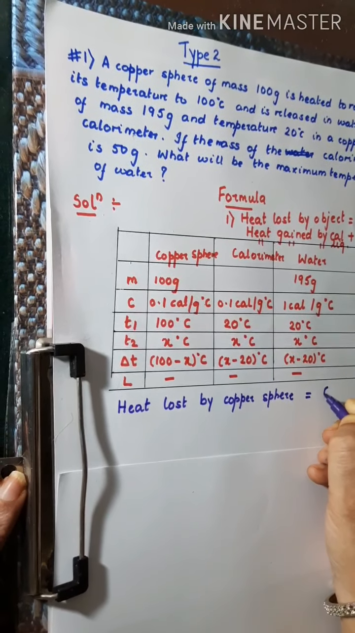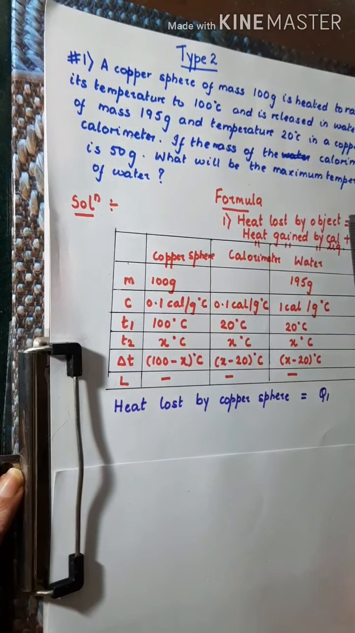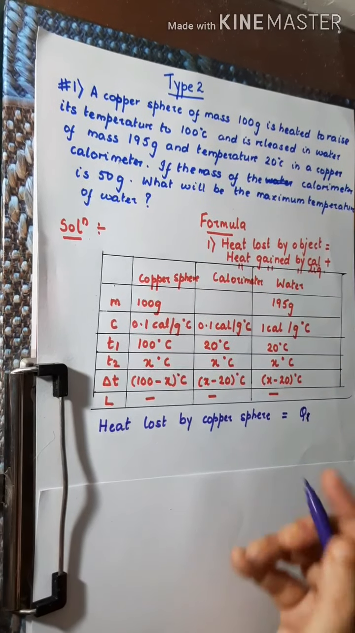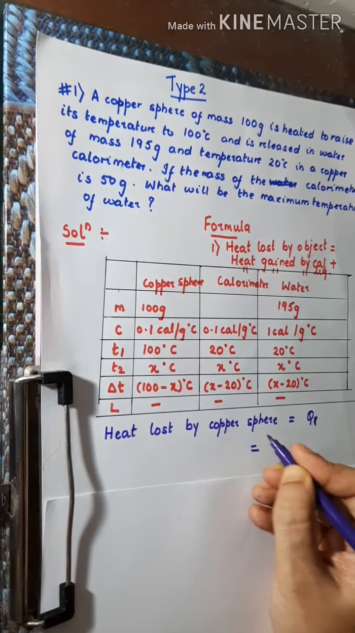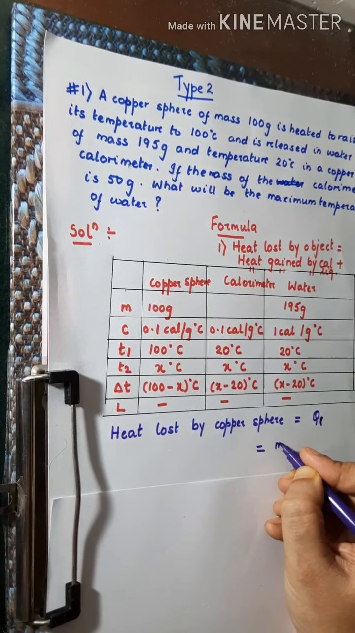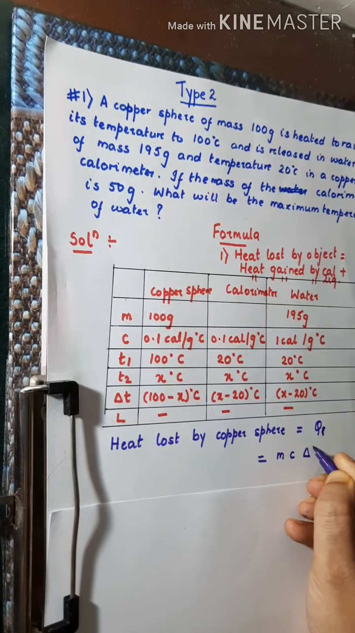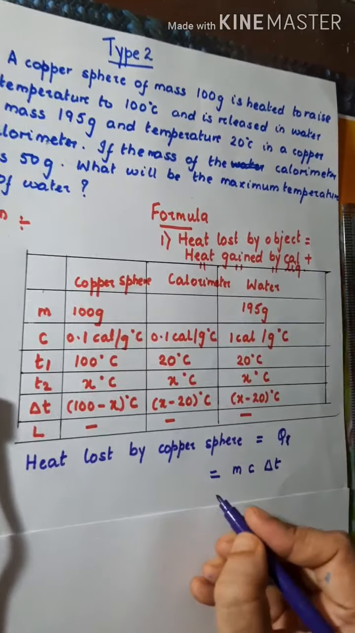I will call it Q, heat lost by the copper sphere. Now, what is heat lost by an object? The formula we did in the first type of sum, mc delta T.